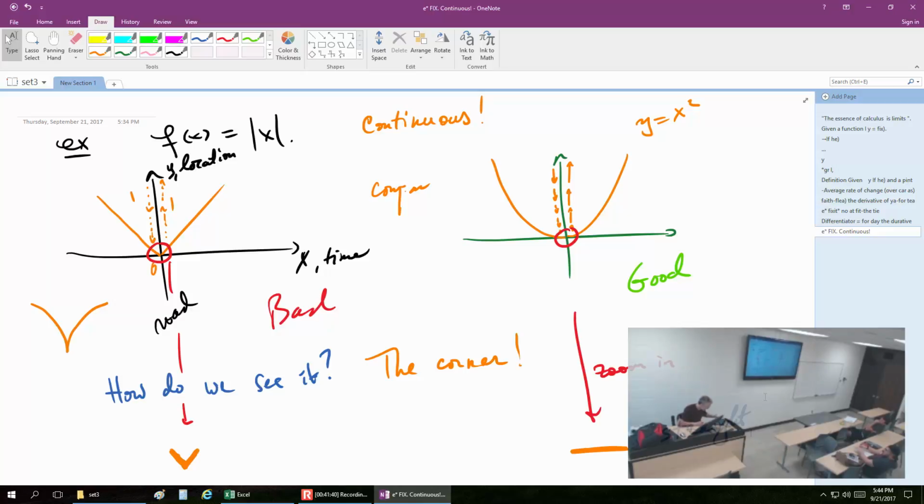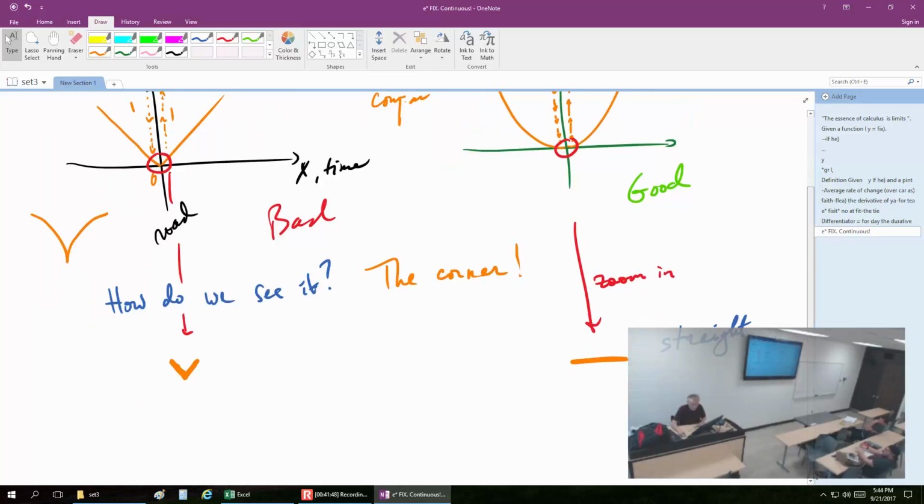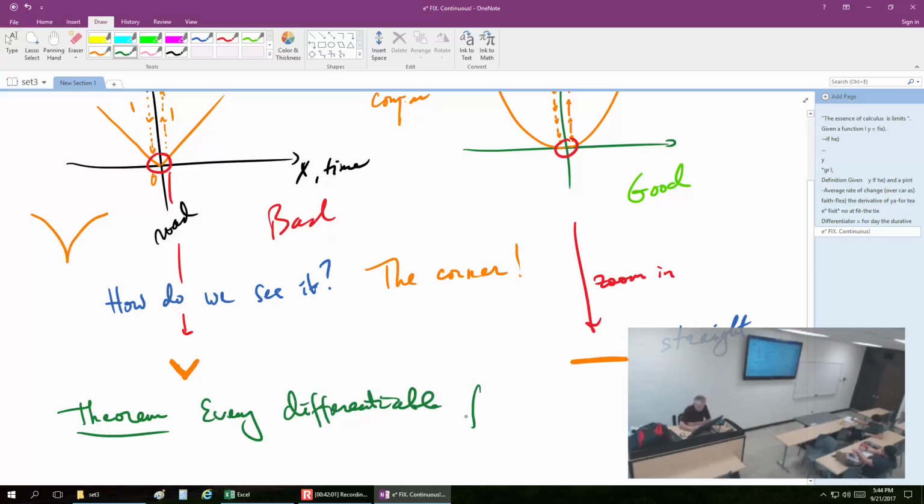Okay, so it can be demonstrated, and if not to demonstrate it, I think I may make a case, that it is a theorem. Every differentiable function is continuous.